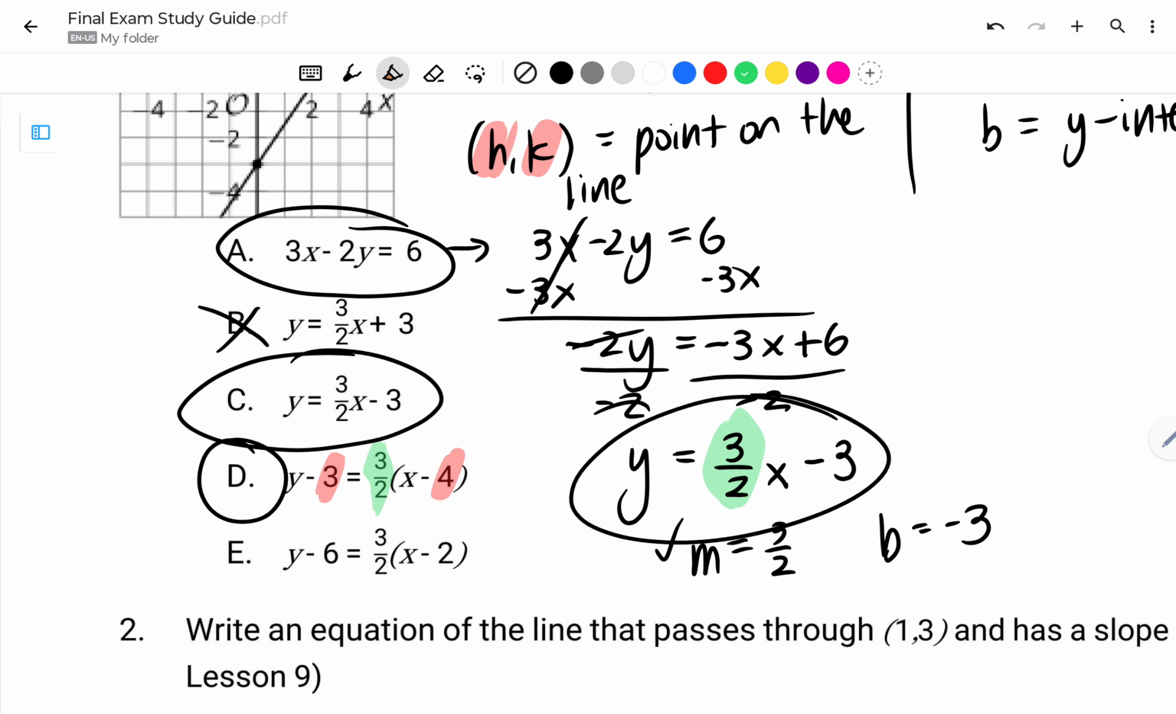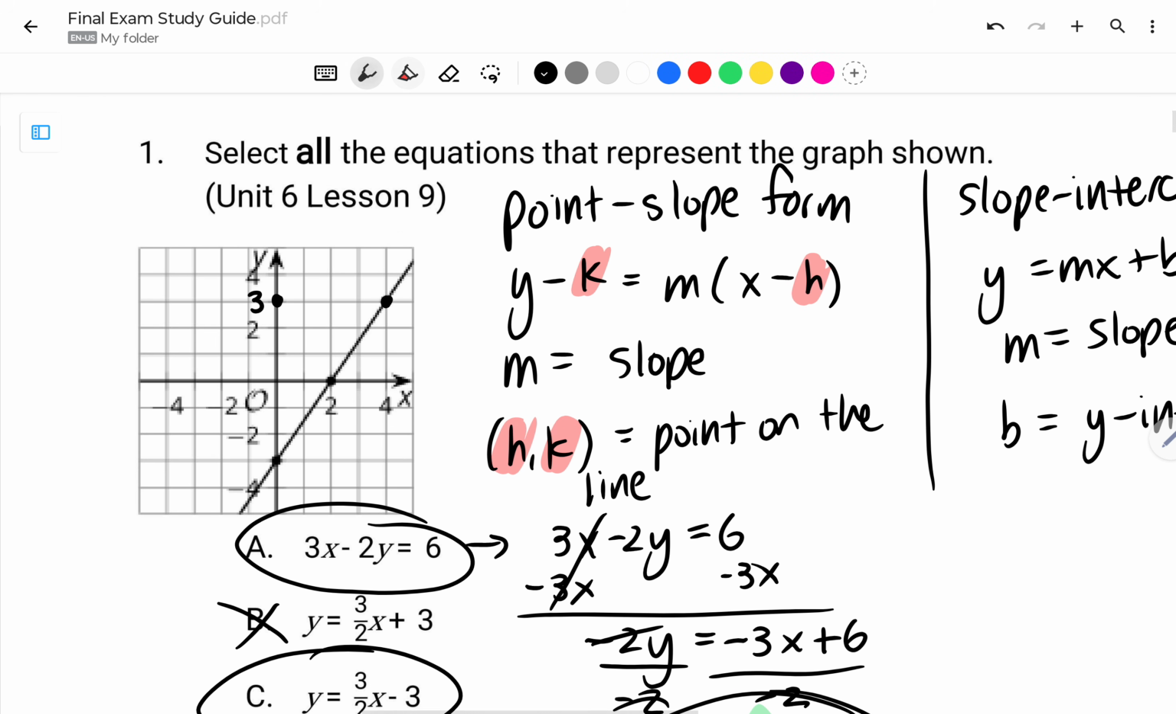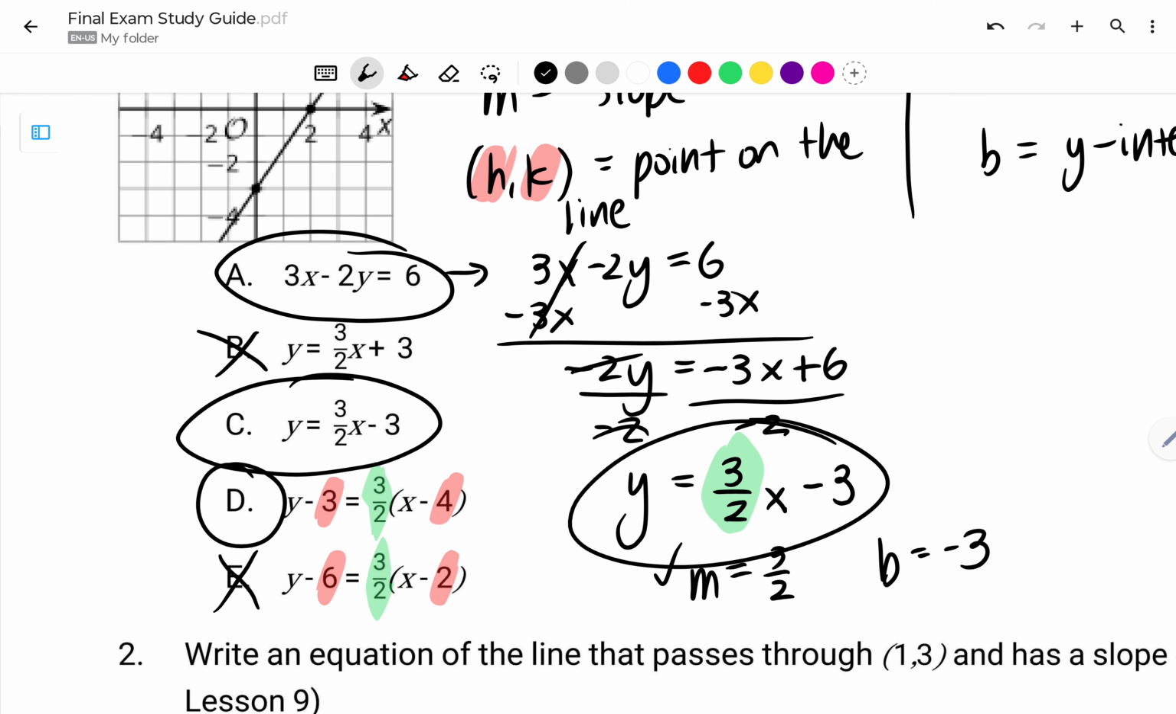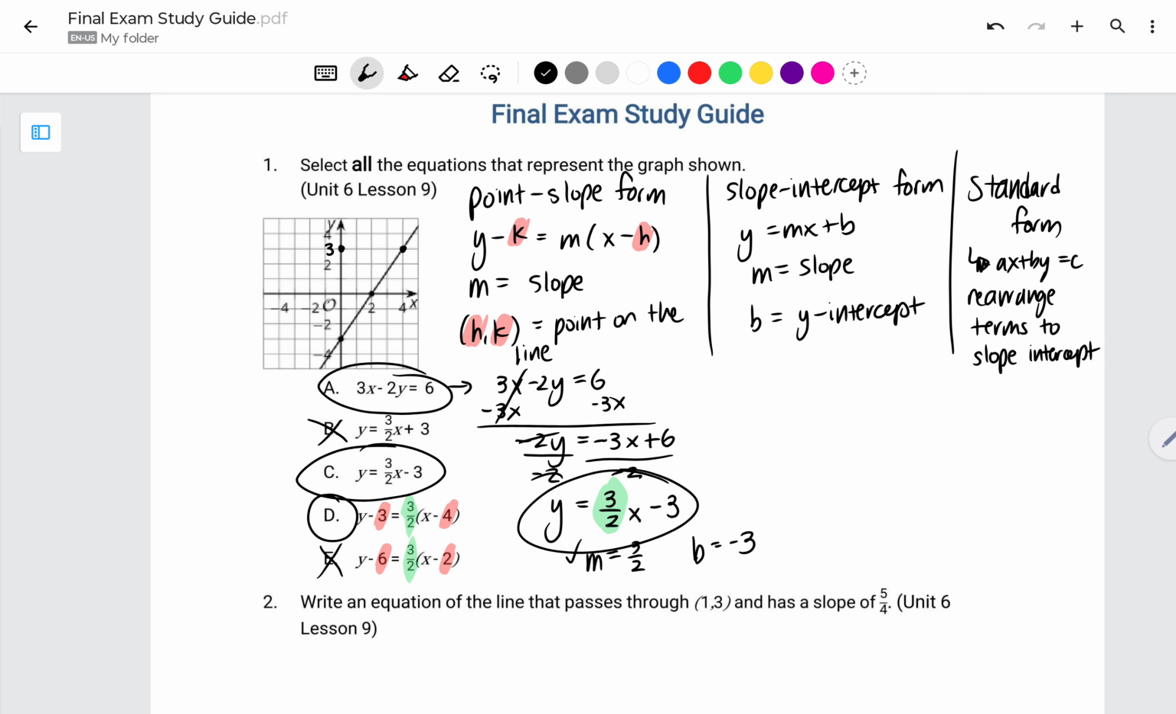Same thing here. Slope is 3 over 2. Is my point on the line? Do I have a point on the line at 2 and 6? 2 and 6? Nah. 2 and 6 goes off the graph, so that's not even true. Okay. So those are my 3 answers here. Okay. Select all the equations that represent the graph.